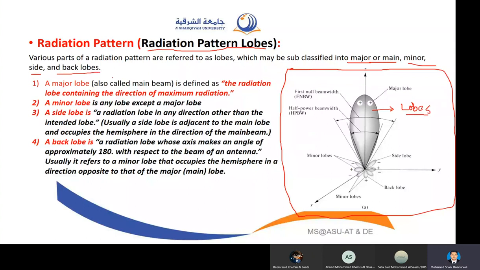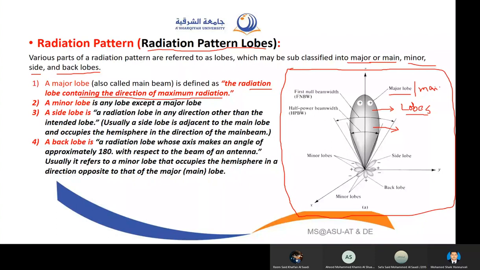So what is a major lobe, also known as main lobe? It is defined as the radiation lobe containing the direction of maximum radiation. So if you see in this figure, where is the maximum radiation here? This lobe. That's why we call this the major lobe or main lobe.